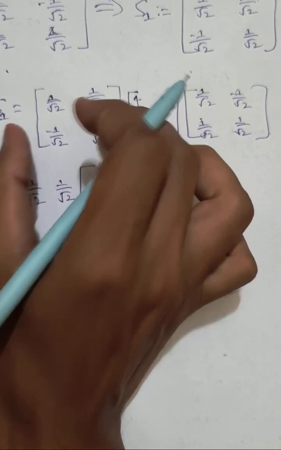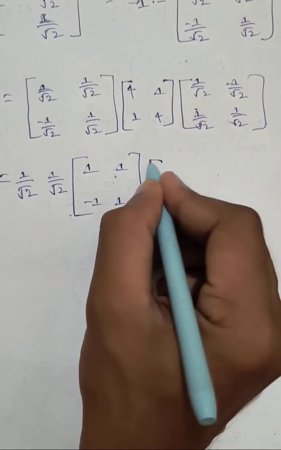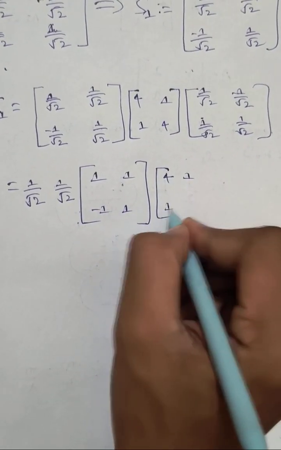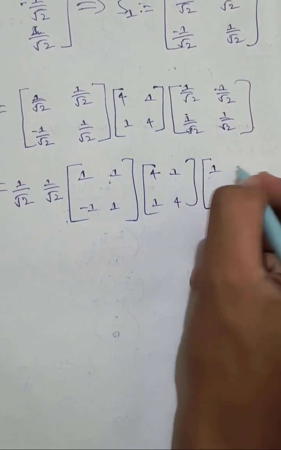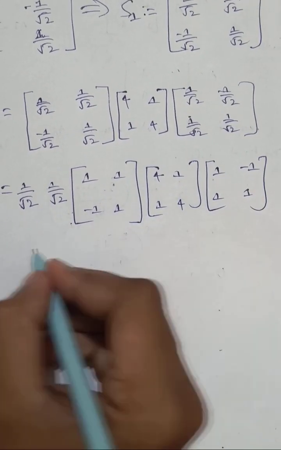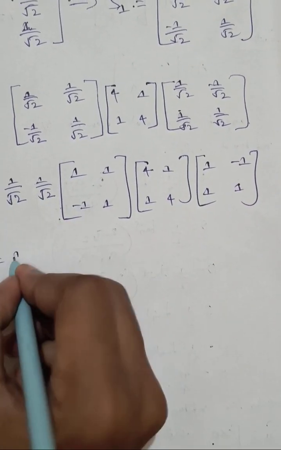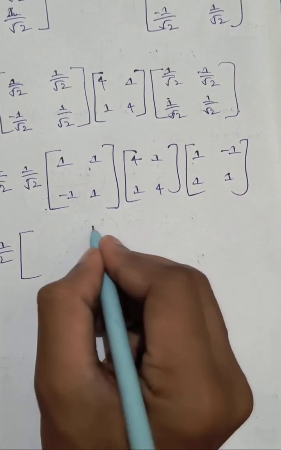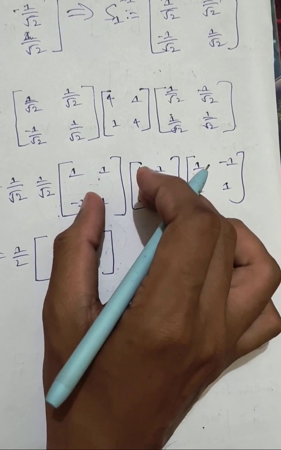So if you take 1 by root 2 common from the first matrix, you are left with 1, 1, minus 1, 1. So this one is as it is, 4, 1, 1, 4. And if you take 1 by root 2 common from the third matrix, you are left with 1, minus 1, 1, 1. Is it clear, students? Now we have to multiply these three matrices. So 1 by root 2 into 1 by root 2 is 1 by 2 only. You can multiply either of the two matrices first. Is it clear? That's your choice.